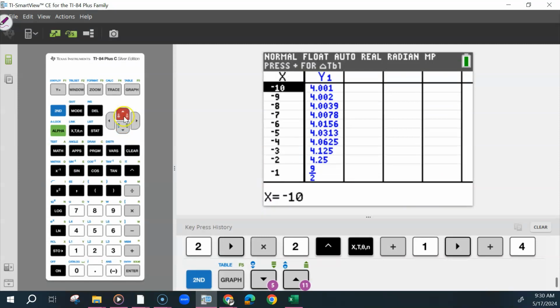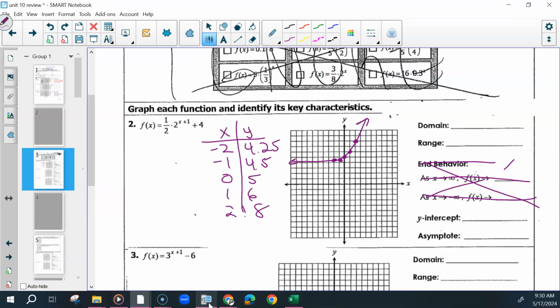If you look in your table, these get closer and closer to 4. It looks like it's going to 4, but remember it doesn't actually touch it. So this line should get really, really close to 4.